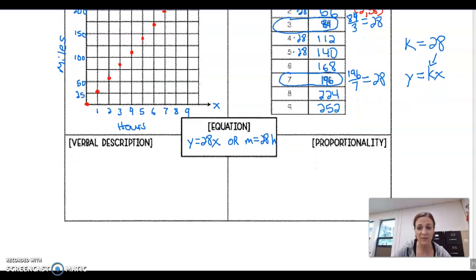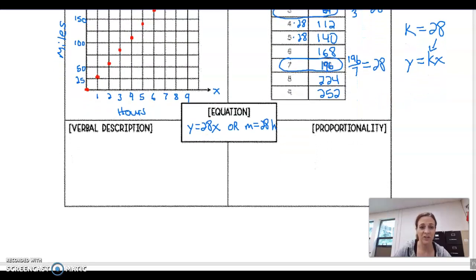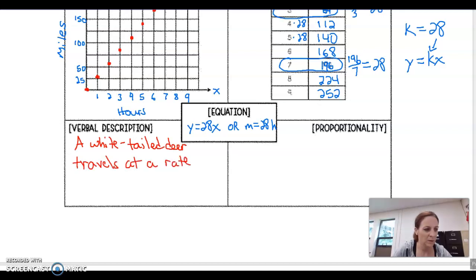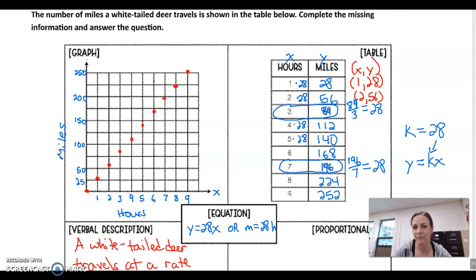Again, if I'm going too fast, feel free to pause and catch up. So verbal, just words. And so we're going to say a white-tailed deer, because that's what we're talking about, travels at a rate of what? Well, what do we multiply by each time? 28 miles per 1 hour.